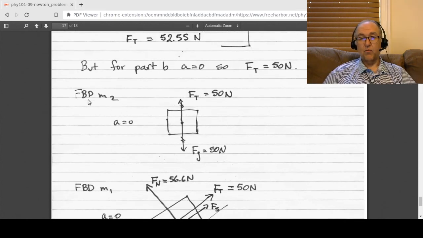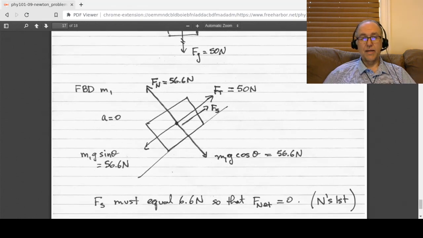Once again, if we start off with a free body diagram for M2, it has a weight of 50 newtons. That must be exactly balanced by the tension of 50 newtons, so we know that FT is 50 newtons. Now let's go to the free body diagram for number one. The tension is 50 newtons. Why? We just determined that from M2.